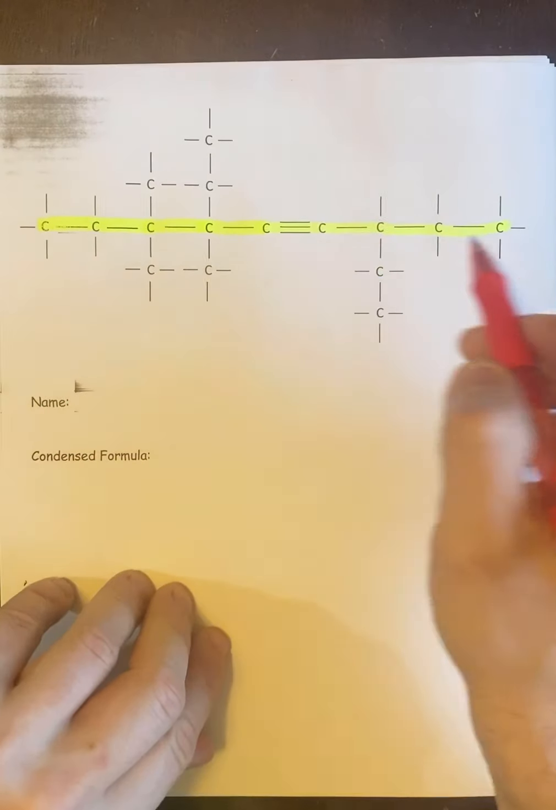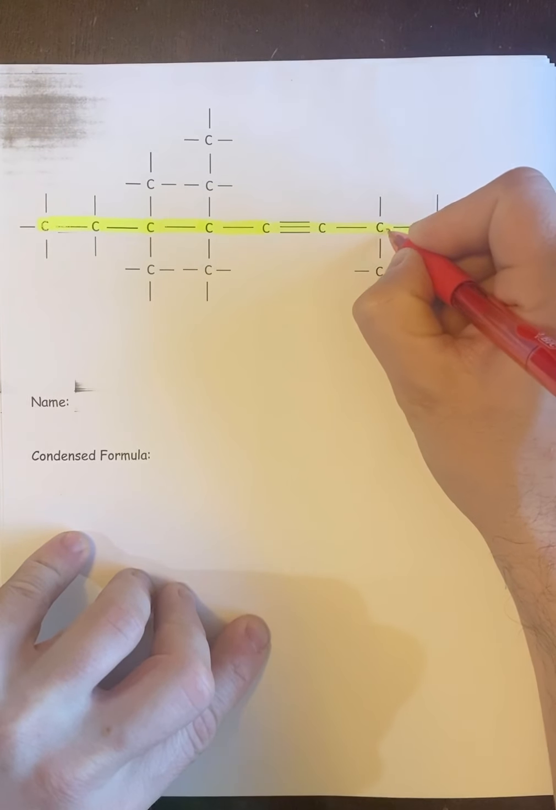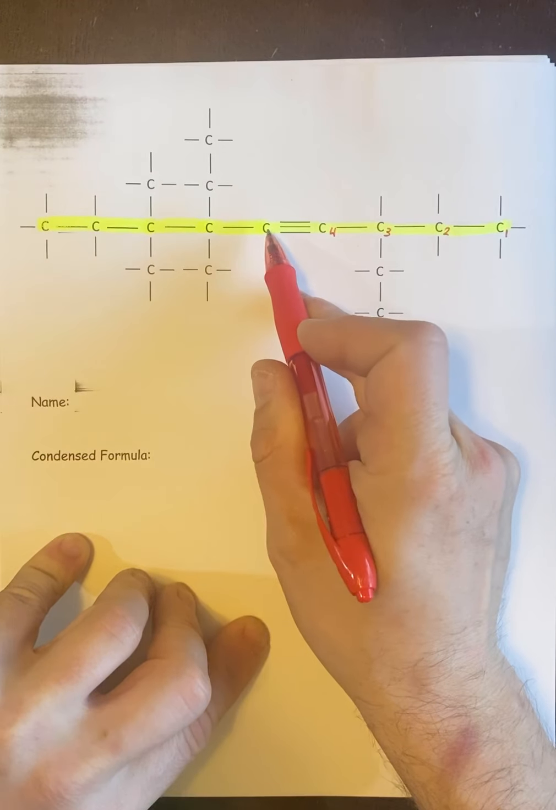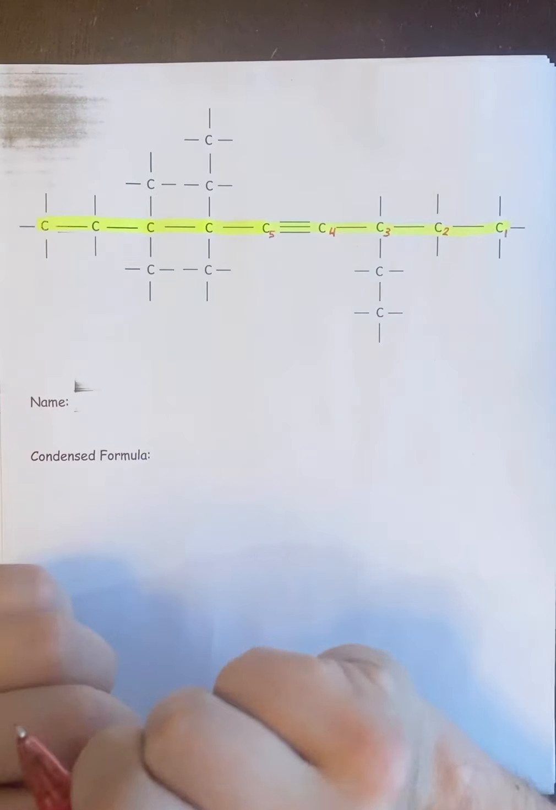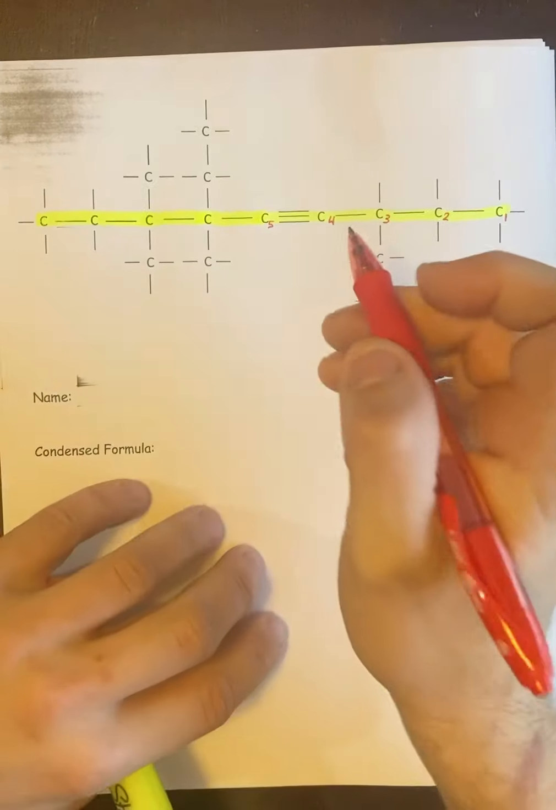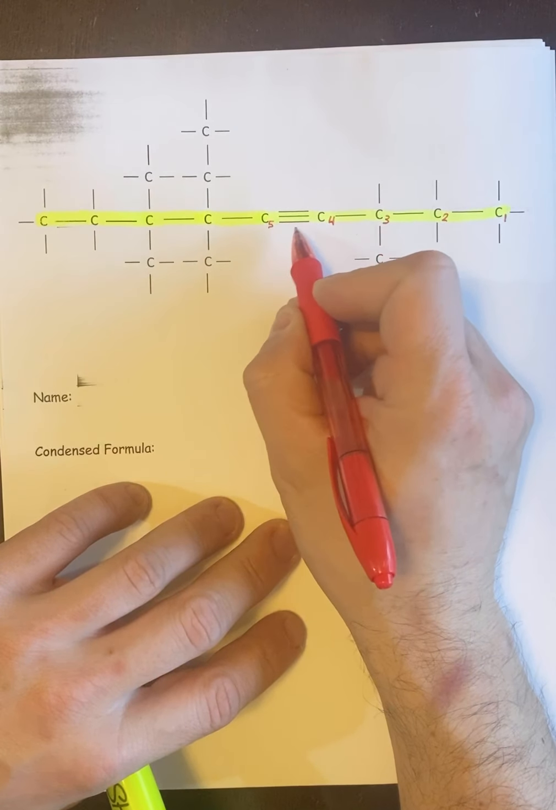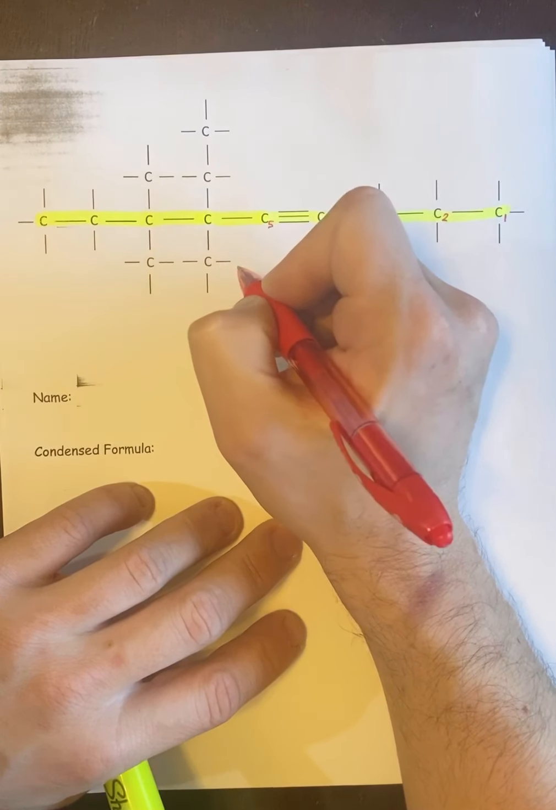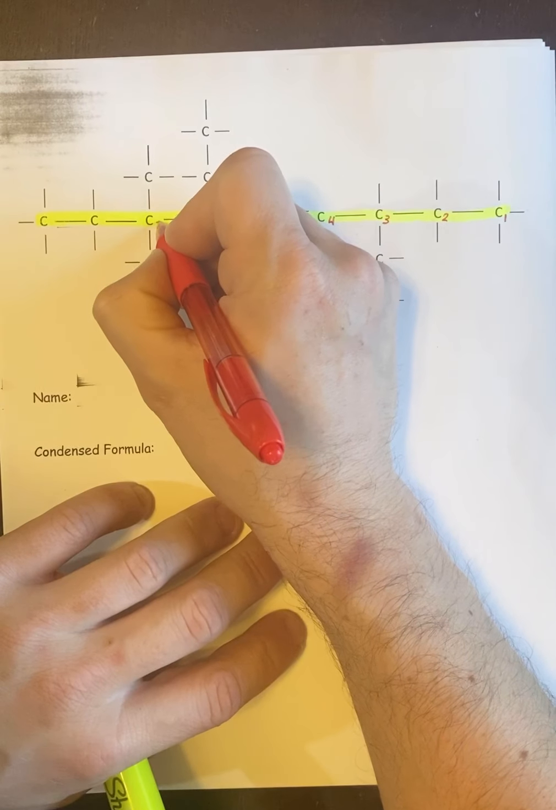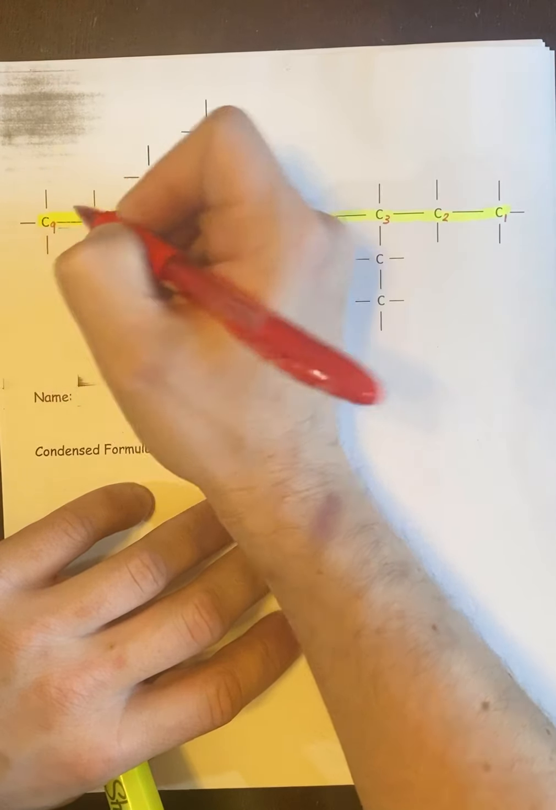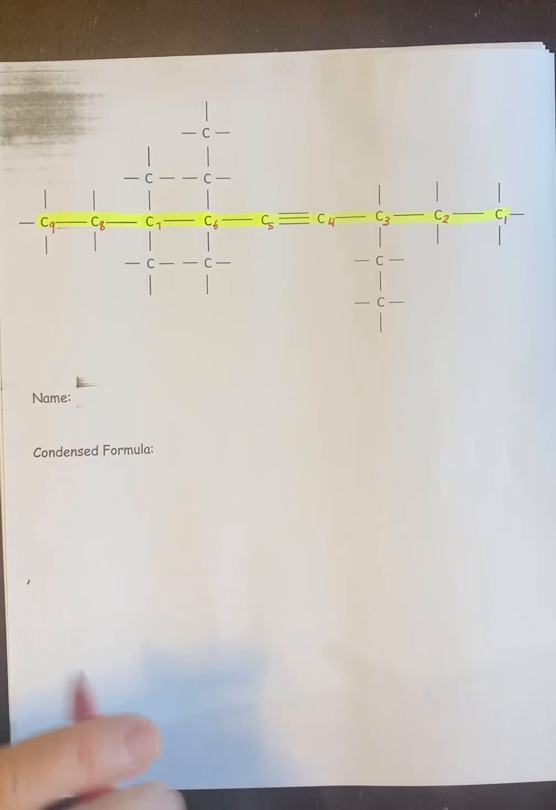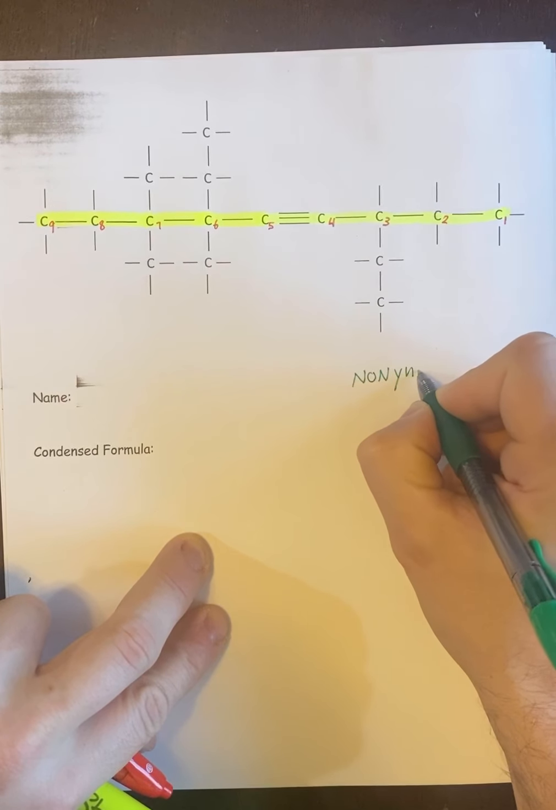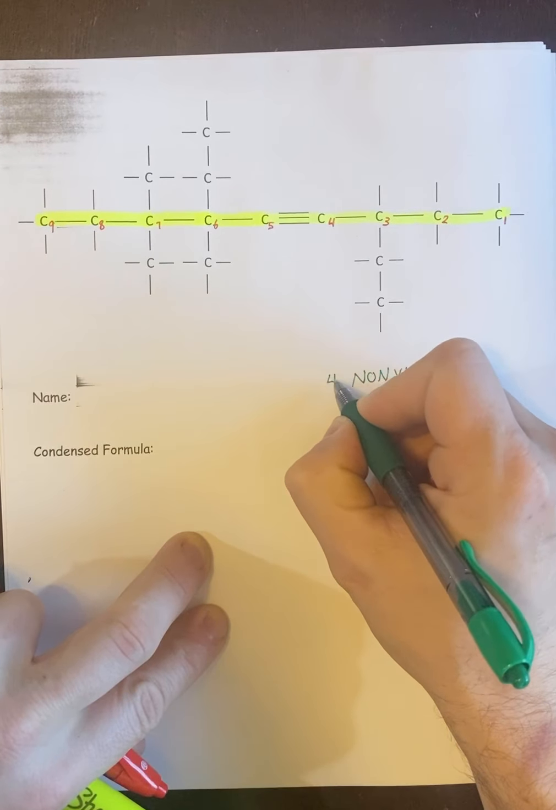Since the triple bond is closer to the right, 1, 2, 3, 4, because if I numbered it the other way, it would be 1, 2, 3, 4, 5. So by doing it this way, the triple bond is between carbons 4 and 5. If I did it the other way, it would be between carbons 5 and 6. So there's my 9 carbons. That makes it a non-ine, and specifically 4-non-ine.